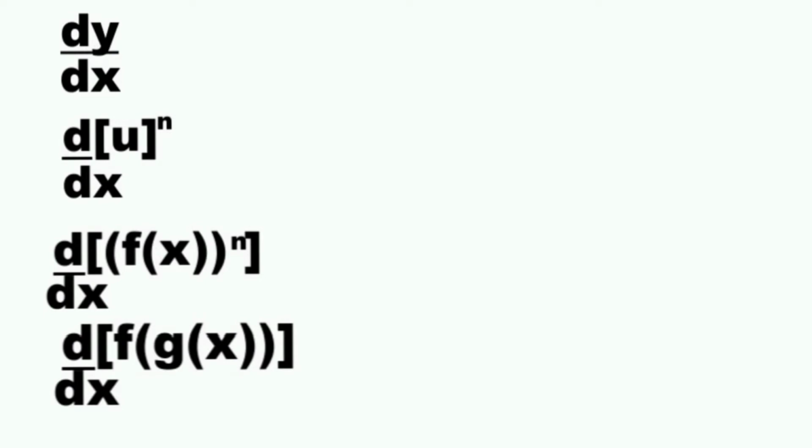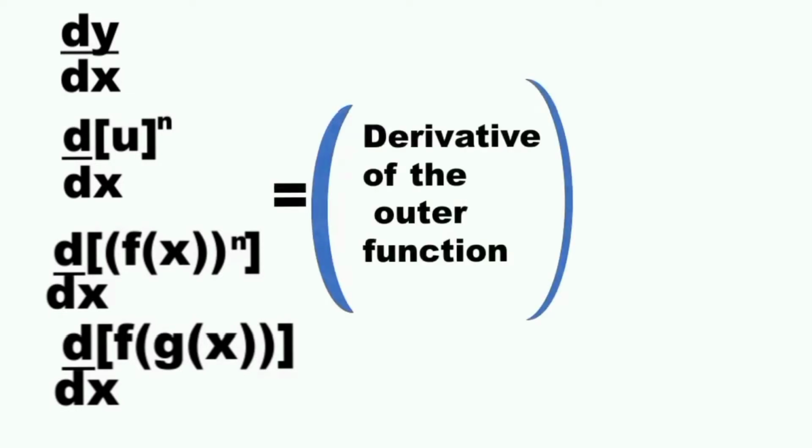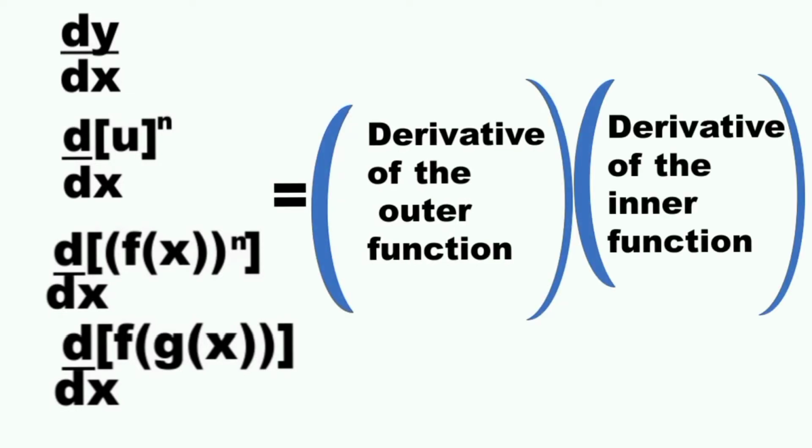Whatever the notation you use in finding the derivative using the chain rule, there is only one meaning to these, and that is finding the derivative of the outer function times the derivative of the inner function.